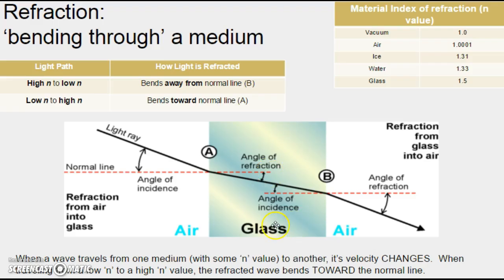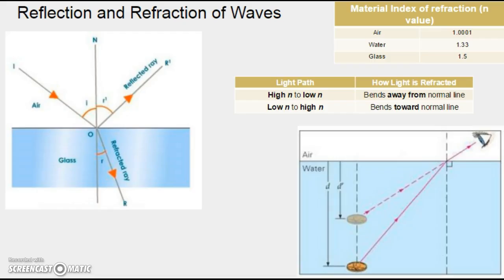And as it goes from glass back into air, it's going to refract back away from the normal line because it goes from a high N value to a low N value. So it's going to bend away from the normal line. So those are some basic physics concepts. So let's apply it here.